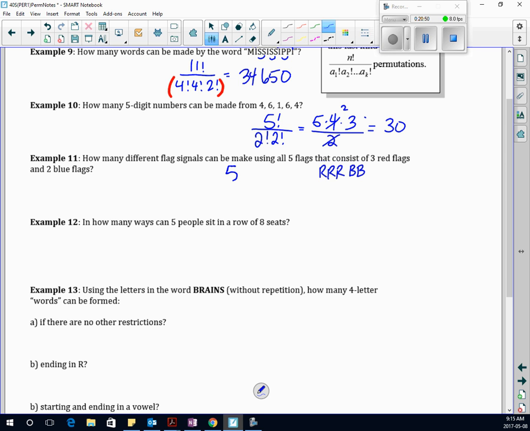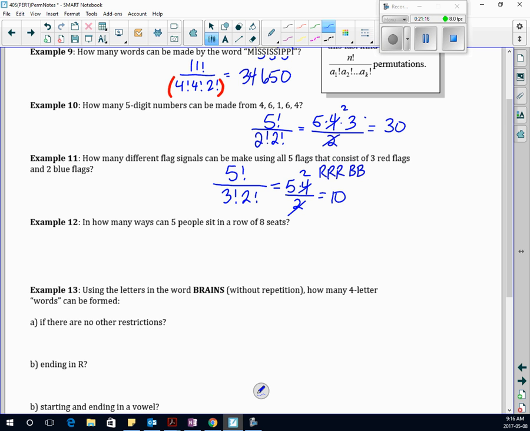5 factorial divided by 3 factorial, 2 factorial. Very good. So how do I simplify that? Again, 5 factorial over 3 factorial can be reduced to 5 times 4, and then the 3, 2, 1 cancel. And then I'm still dividing by 2 factorial, which is 2. 2 goes into 4 twice, so I get 10.